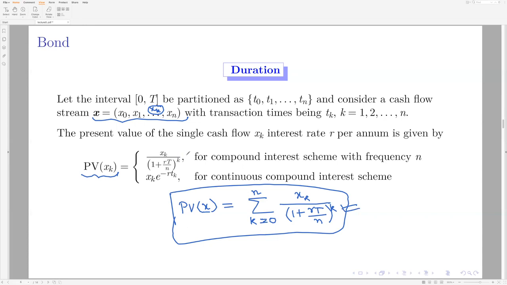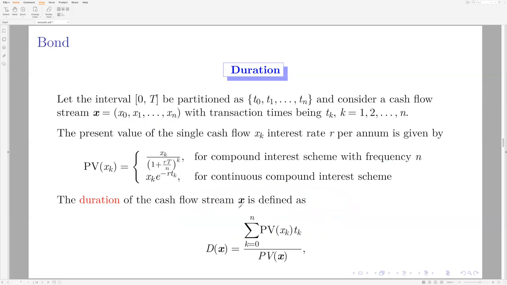It is given like this. If we take the compound interest scheme with frequency n, then it comes like this. Whereas if you take the continuous compound interest scheme, then it is given like this. So with respect to this, we can define the duration of the cash flow stream X like this. It is nothing but the summation over k equal to 0 to n of the present value of each cash flow times the time at which the transaction happened, divided by the present value of the entire cash flow stream. And the duration of a cash flow stream is denoted by D(X).